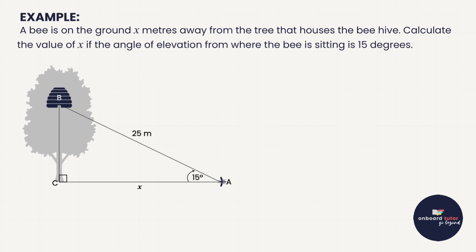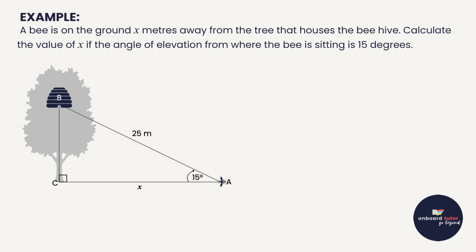Let's practice that with an example that you are more likely to see in a test or exam. So here we've got a bee. A bee is sitting on the ground X meters away from the tree that houses the beehive. Calculate the value of X if the angle of elevation from where the bee is sitting is 15 degrees.